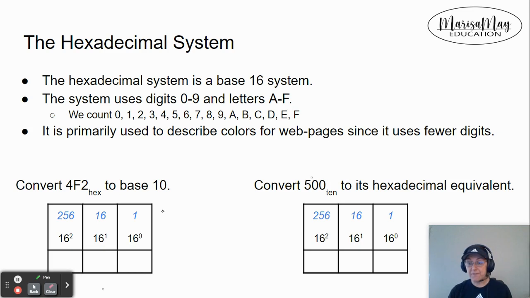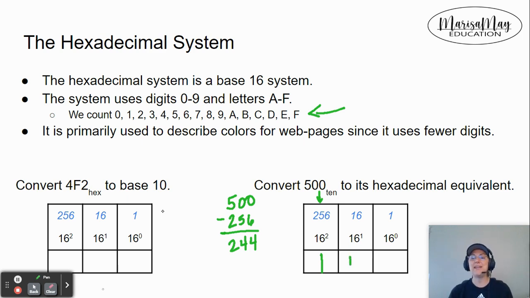All right, so when we have 500 in base 10, we have to fill the chart from the left. So start asking yourself, do I have a group of 256? The answer is yes, I do. So if I have 500 and I take a group of 256 out, I'm going to have 244 left. Think about that, 244 left. All right, now how many groups of 16 do I have in 244? I have 15 of them. So I want you to think about what digit or letter means 15 in hexadecimal.